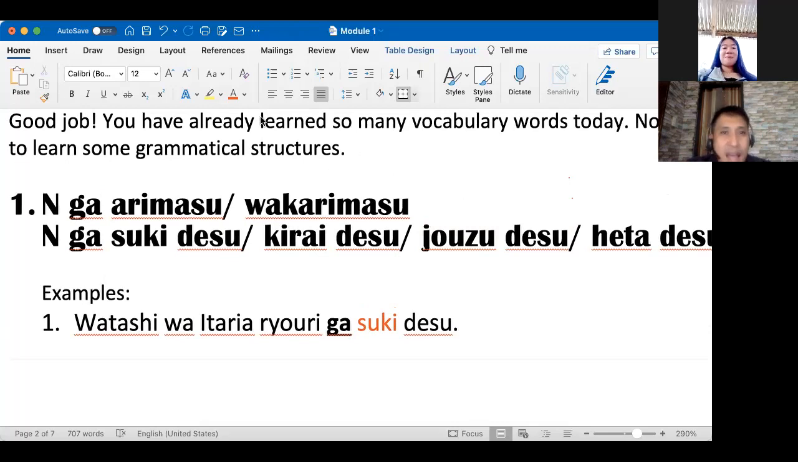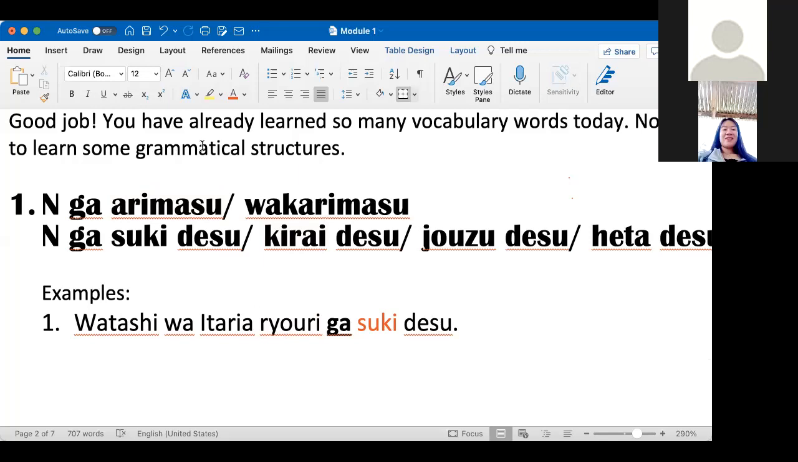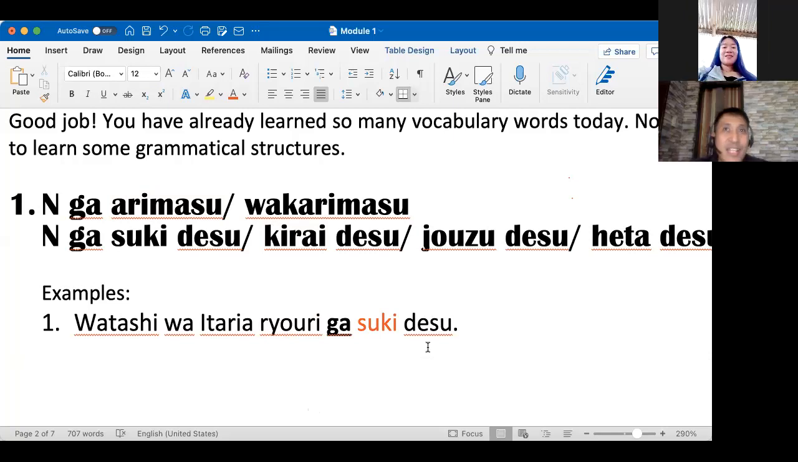Watashi wa Italia ryori ga suki desu. Sinong gusto magbasa? Okay, ayan, June. Go ahead. Watashi wa Italia ryori ga suki desu. Ayan, very good, no? Suki or ski. Pwede sabihin natin ski desu. Parang smooth lang siya. So, watashi wa Italia ryori ga suki desu.